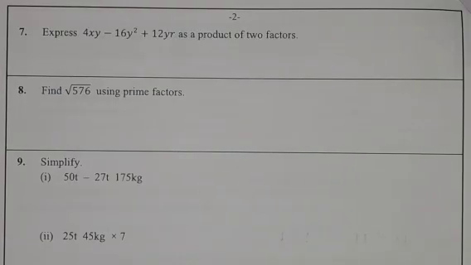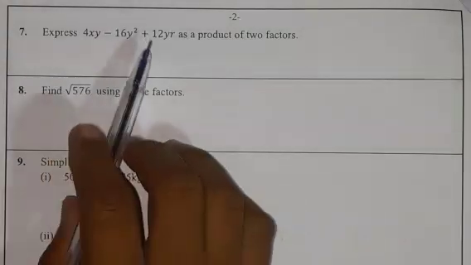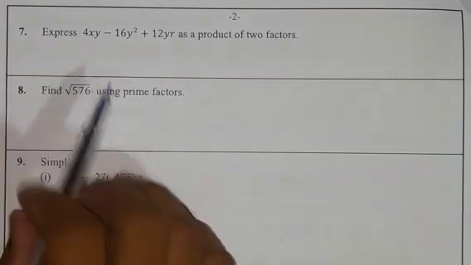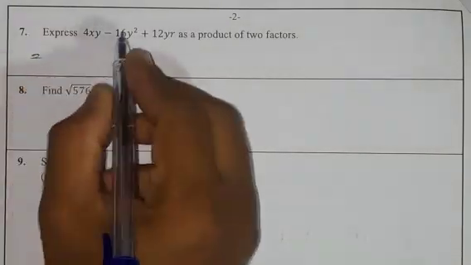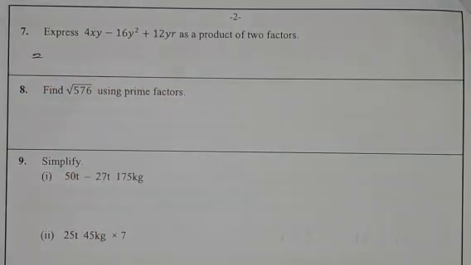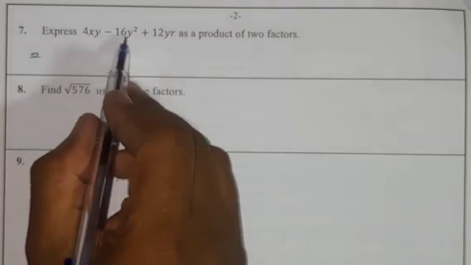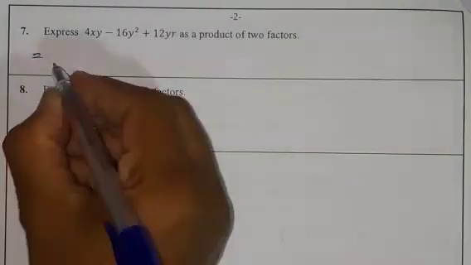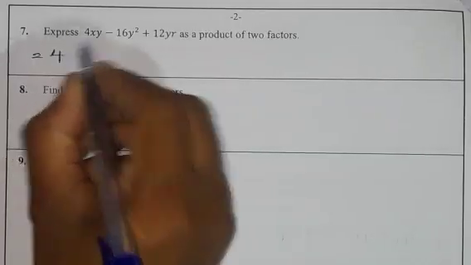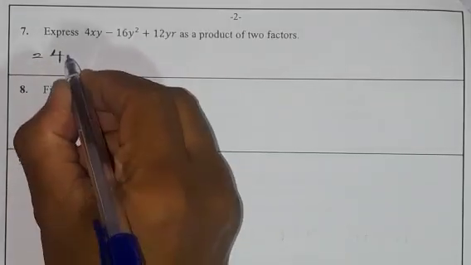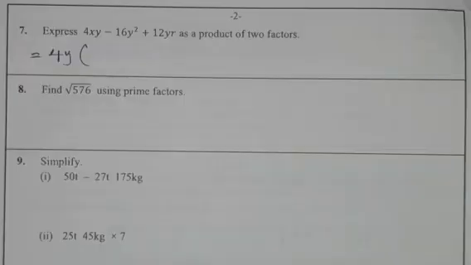Let's start from question number 7. Express 4xy minus 16y squared plus 12yr as a product of two factors. To express a product of two factors, we want to take a common factor. What is the common factor? 4, 16 and 12 are all multiples of 4, so you can take 4 out. Then y is also common. So another y. This is the common factor.